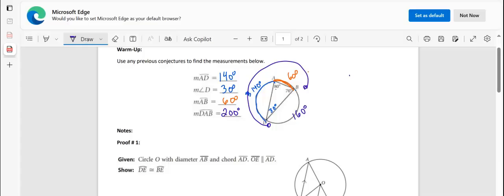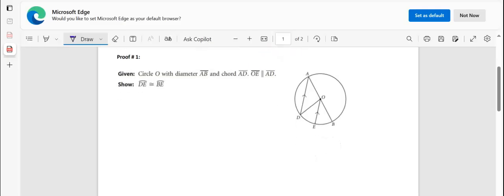So for this first proof, we are going to prove that if we have parallel lines, one of them a radius, one of them a chord, we are going to show that we have arc DE is congruent to arc BE. This is an interesting setup, and again, we're going to use a lot of previous conjectures to prove this.